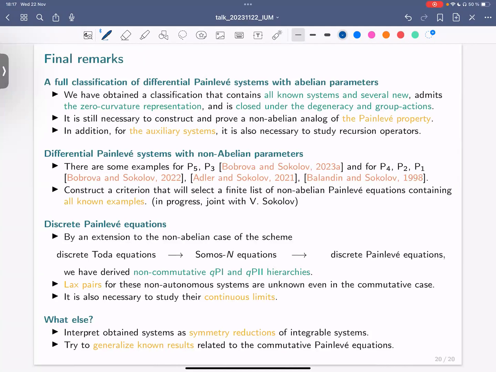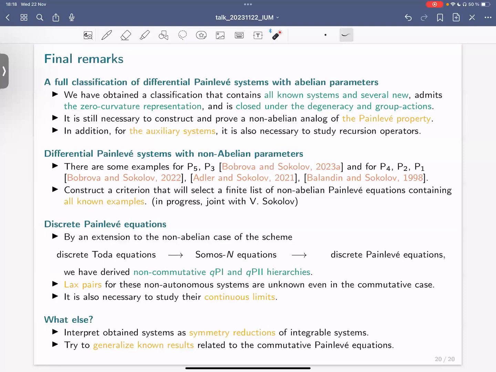Regarding a full classification of differential Painlevé systems, we have presented a very good criterion that is useful for classifying such equations with Abelian parameters. Our set contains all known systems of the Painlevé type and several new systems. These systems admit a zero curvature representation, and they are closed under the degeneracy and under some group actions.